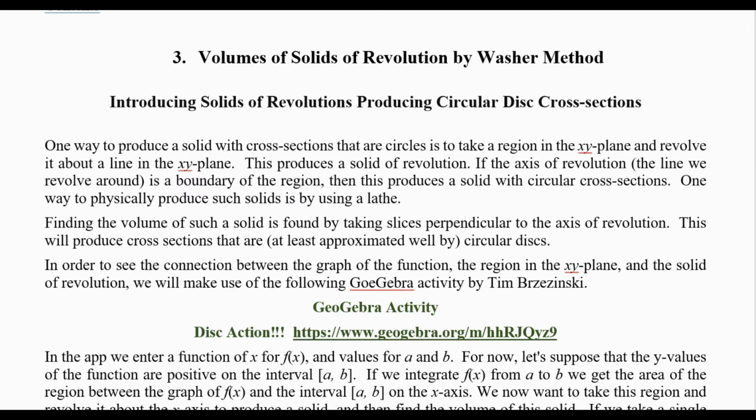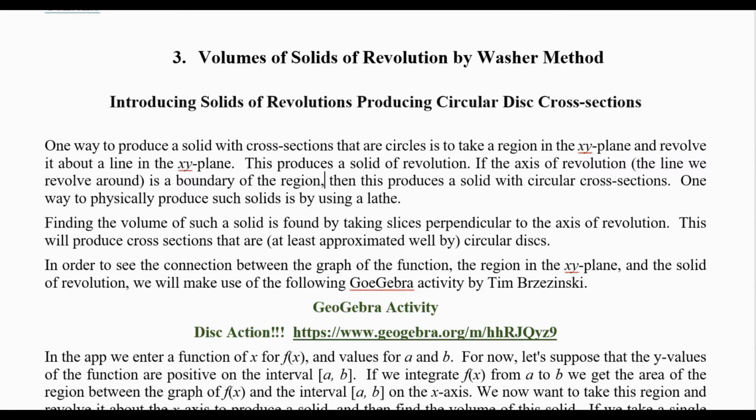Now, one way to physically produce such solids is by using a lathe. Think about taking a piece of wood and turning it into, say, a table leg. And basically, the person making the leg holds knives on the turning piece of wood and traces out some function across the top, and it cuts this into a surface of, or a solid of, revolution.